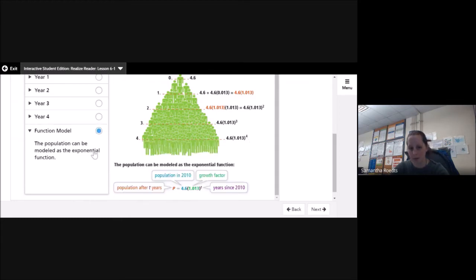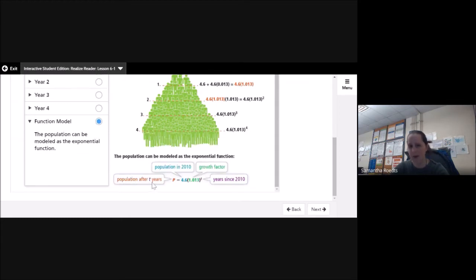So my function model is going to be the population after t years. So P, my population in 2010, which is where I started, times my growth factor of 1.013 to the t power, which is the years since 2010.